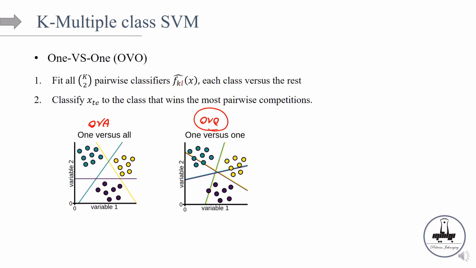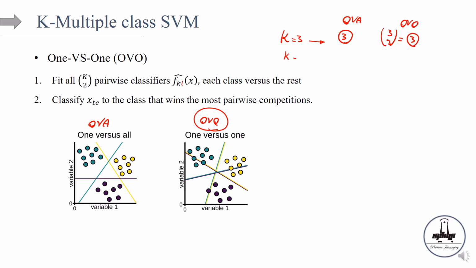So let me give you an example. Imagine we have 3 classes, K is equal to 3. For 1 versus all, we have 3 different combinations, right? So let's say class 1 versus rest, class 2 versus rest, class 3 versus all the others. For 1 versus 1, if K is equal to 3, we're going to have 2 out of 3 pairwise combinations, so 3: 1 and 2, 1 and 3, 2 and 3, right?